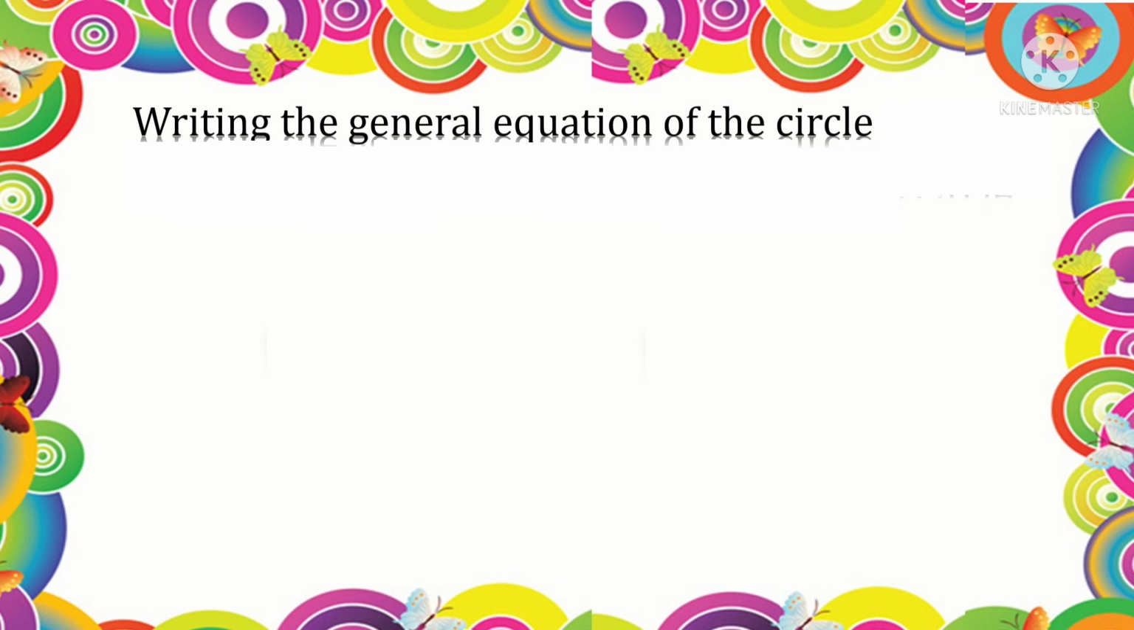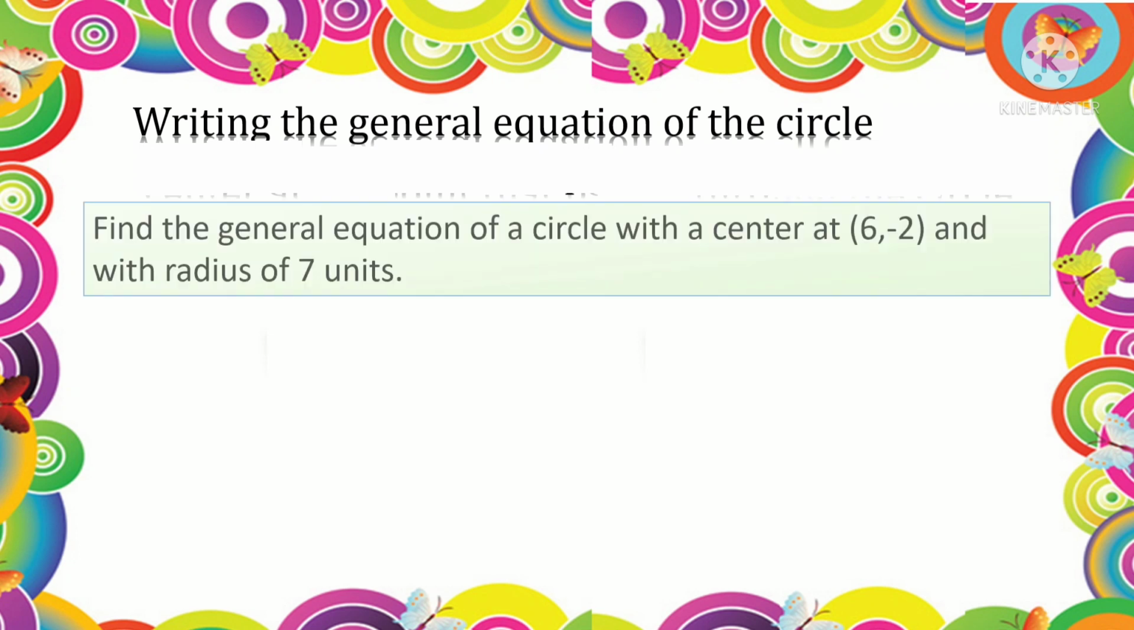Next is writing the general equation of the circle. We have to write the general equation of the circle, because earlier it was only the standard equation of the circle. Find the general equation of a circle with a center at the point (6, negative 2) and with a radius of 7 units.